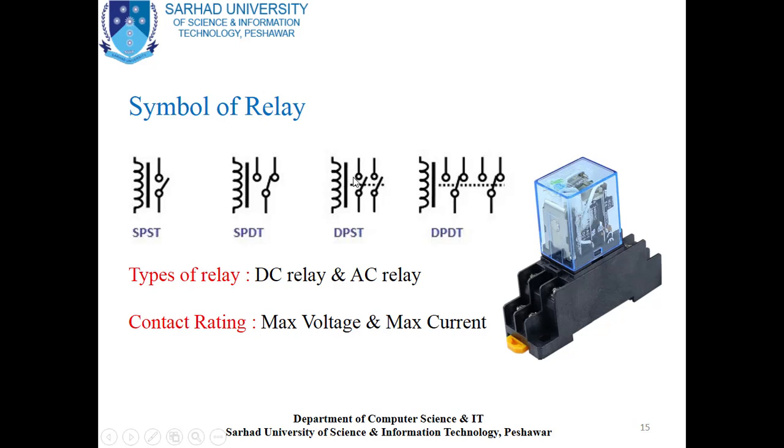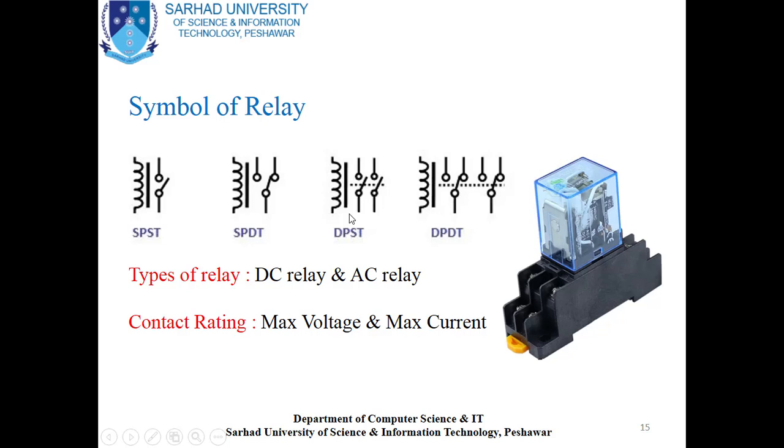Symbol of relay. You can see the pictorial diagram of relay here. This is the symbol of relay, which is for single pole, single throw. Here you can see the symbol of another relay, which is single pole, double throw. Here is double throw, and here you can see the single throw.